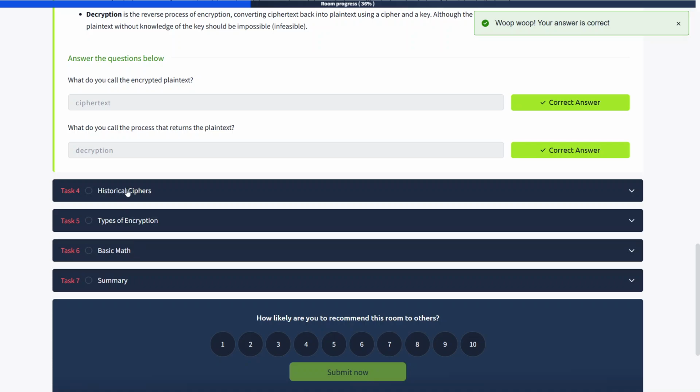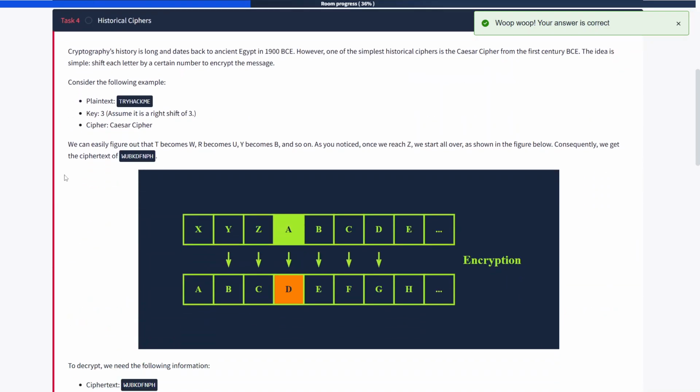Now let's move to task number 4, historical ciphers. Cryptography's history is long and dates back to ancient Egypt in 1900 BCE. However, one of the simplest historical ciphers is the Caesar cipher from the 1st century BCE. The idea is simple: shift each letter by a certain number to encrypt the message.